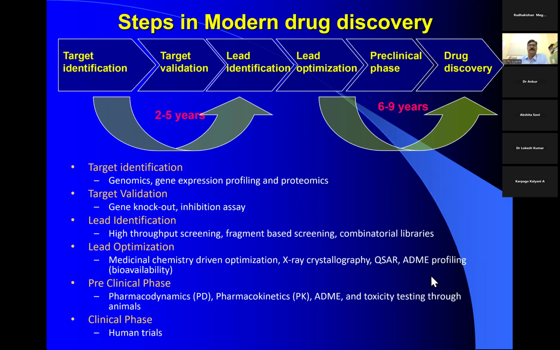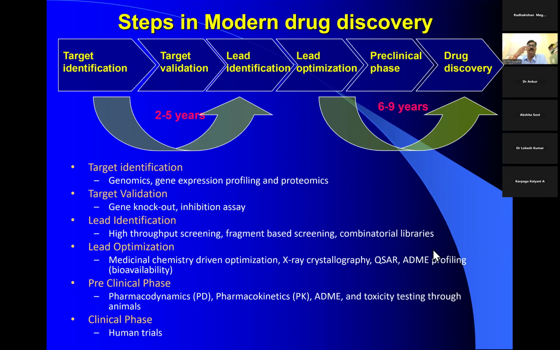Then we enter the clinical phase. This is the final multi-stage process where the drug is tested in human volunteers and patients. This phase involves three phases: phase one for safety, then efficacy and dosing, and then large scale confirmation of benefits before the drug can be submitted for regulatory approval, like the FDA.